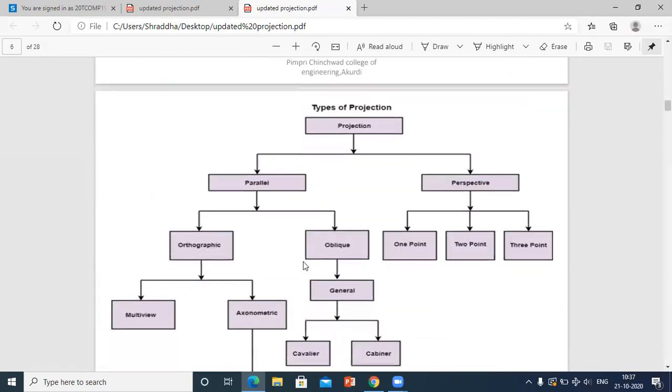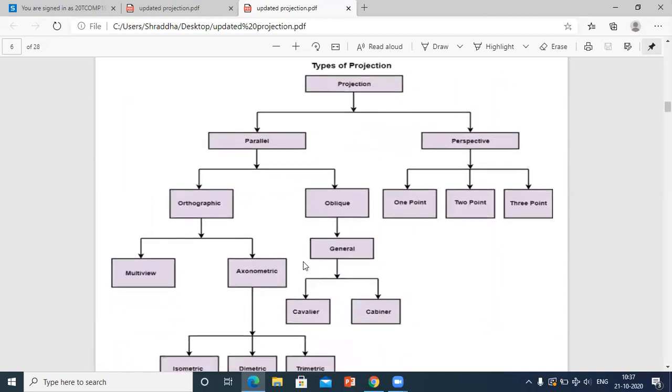Now we will see how the types of projections are classified with the help of the given table. So the first one is projection. This projection is classified into two types, parallel and perspective.